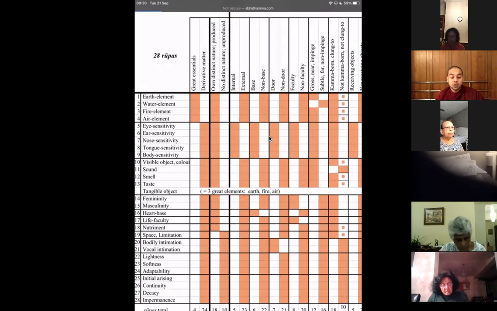Okay, now let's go through to see what it is. So as Mala correctly said, water is subtle, far, and not impinged. Why? Because you only feel water through the other great essentials. Then we have eye sensitivity, ear sensitivity, nose sensitivity, tongue sensitivity, body sensitivity, which can all be impinged.